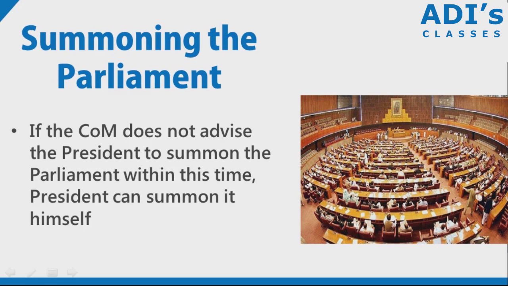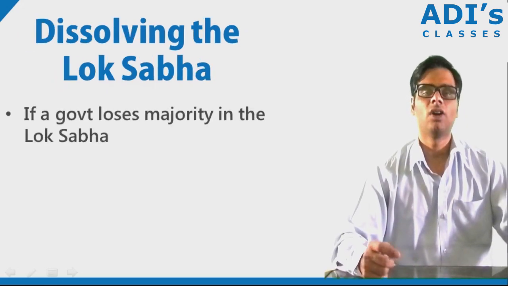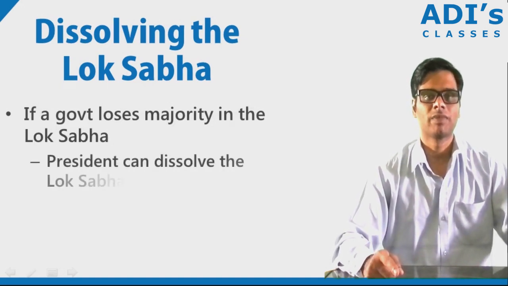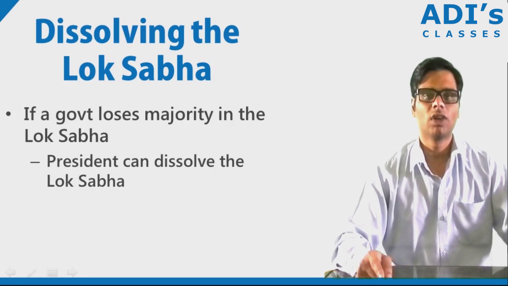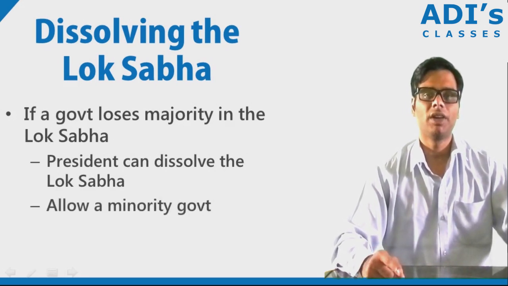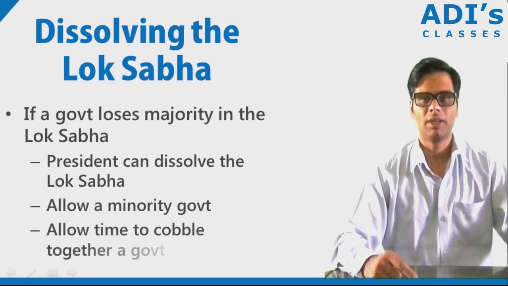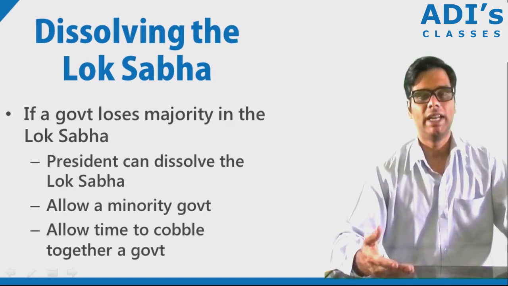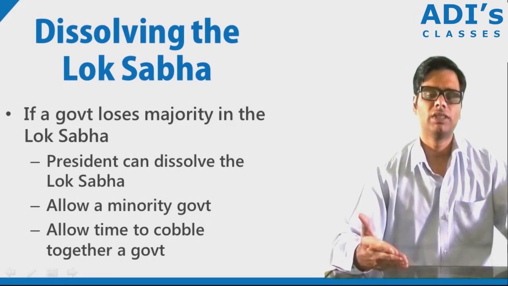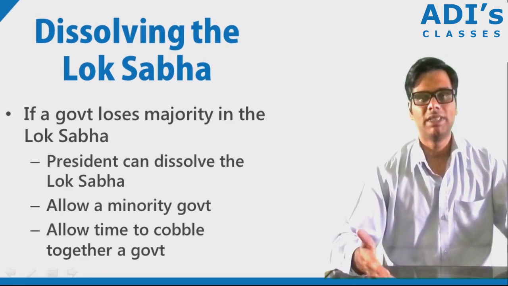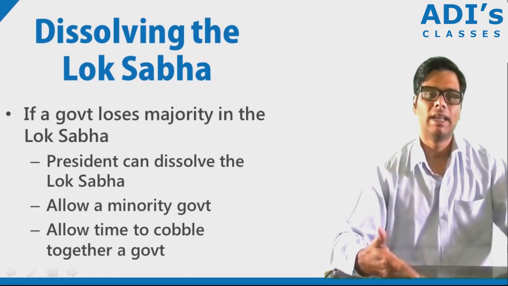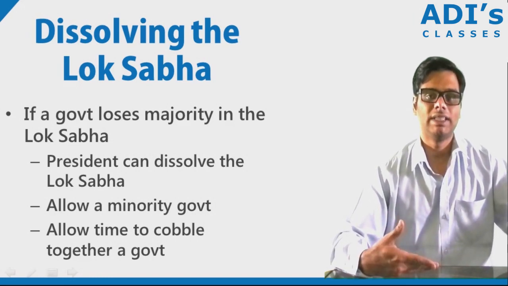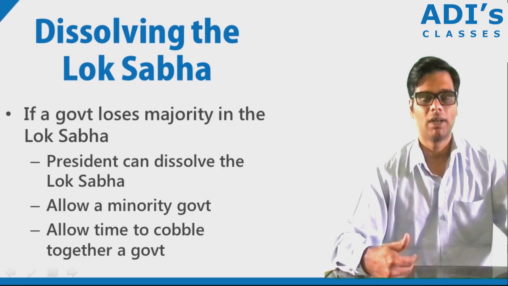The next point, dissolving the Lok Sabha. If a government, due to defection or any other reason, loses majority in the Lok Sabha and this is proved after a floor test, it is up to the president to either dissolve the Lok Sabha or continue with it, allowing the minority government more time to cobble together a majority. Let's say that some party had a very narrow majority of 280 seats in the Lok Sabha. Now 10 of its MPs have defected to the opposition. So it has only 270 seats, which is not a majority, and this becomes a minority government.